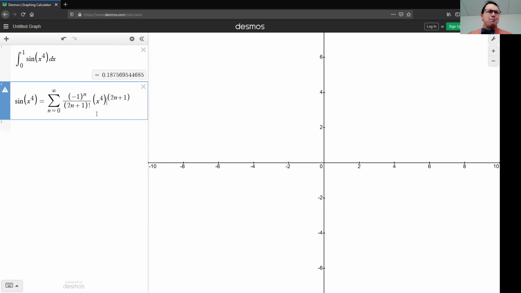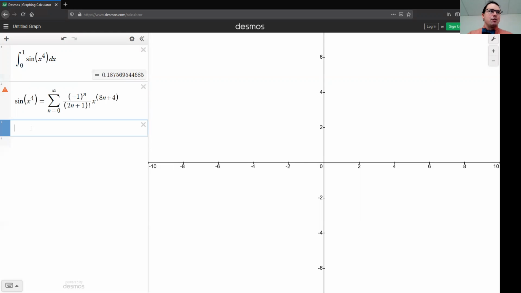That looks a little much, but I can use my exponent laws to simplify that. If I raise a number to a power and then raise it to another power, I can simplify my formula just by multiplying the two different powers. So 2n plus 1 times 4 gives me 8n, there we are, plus 4.